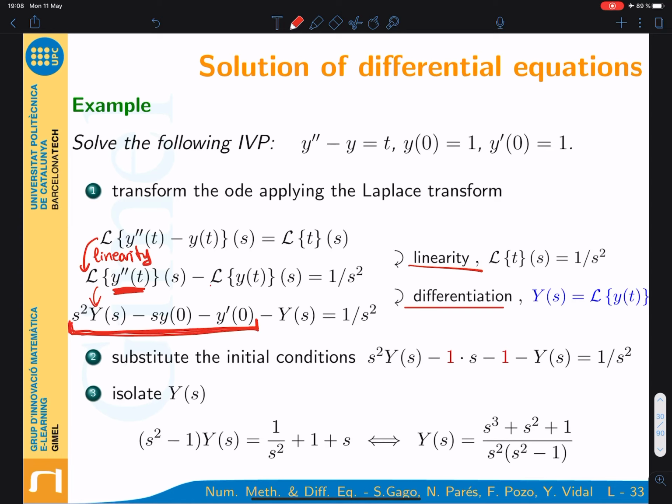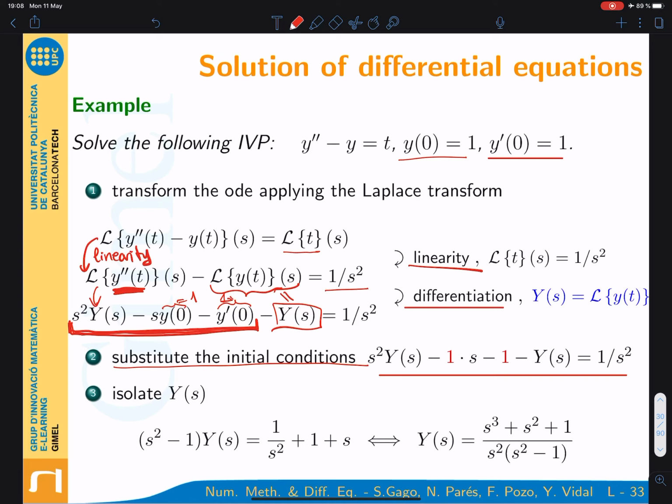Then the Laplace transform of y(t), by convention, I prefer to use this other notation, which is shorter. And the Laplace transform of t appears in the table of basic Laplace transforms and is 1 over s squared. So basically now we can introduce the initial conditions of the problem. We know that y(0) is equal to 1, and we know that y'(0) is equal to 1. So we substitute the initial conditions and we get this equation.